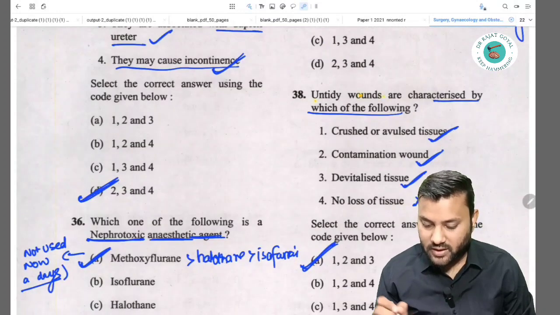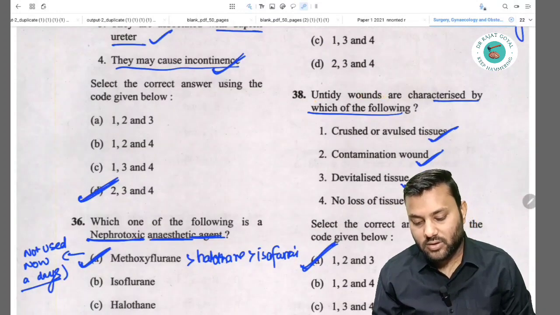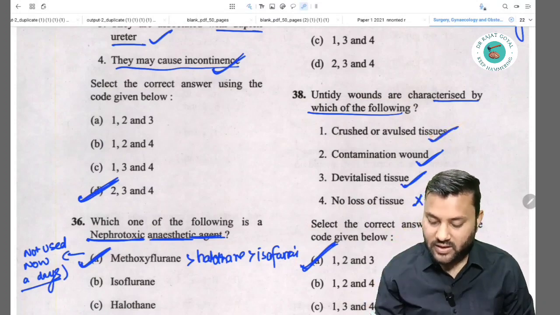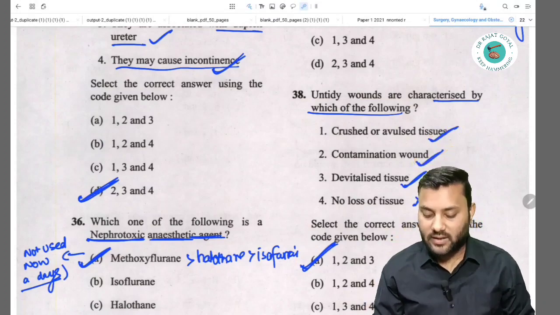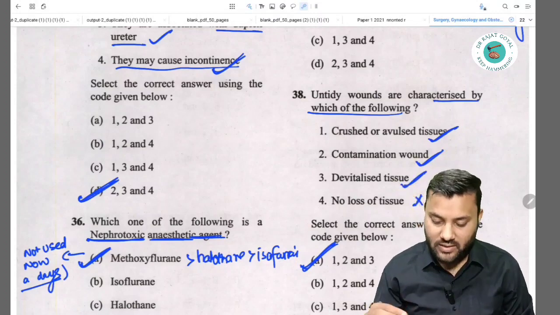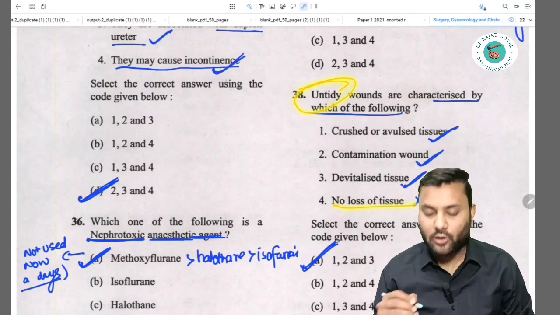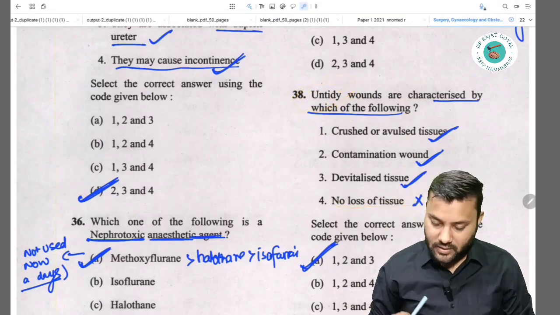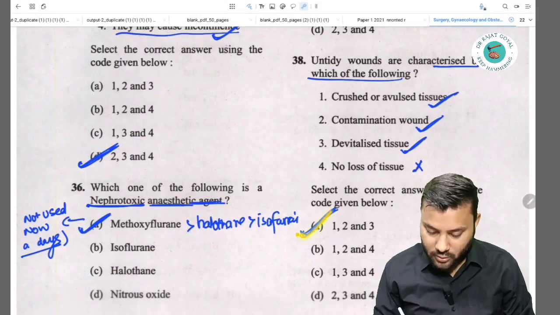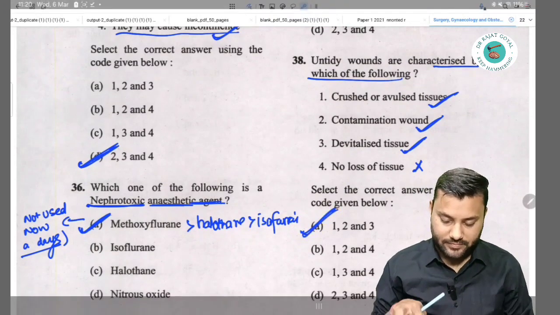So untidy wounds are characterized by which of the following? So crushed and avulsed tissue are there, contaminated wound will be there, and devitalized tissue will be there. But there is no loss of tissue. This is incorrect because in the untidy wounds, generally the loss of tissue is also present because there is crushing and avulsion of the tissue. So answer will be 1, 2 and 3. Option A is correct.